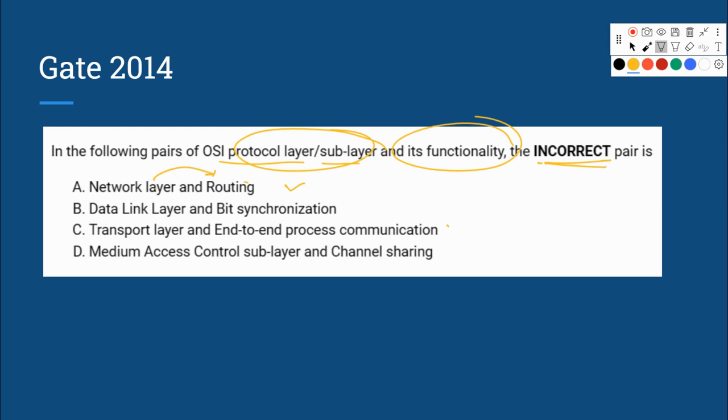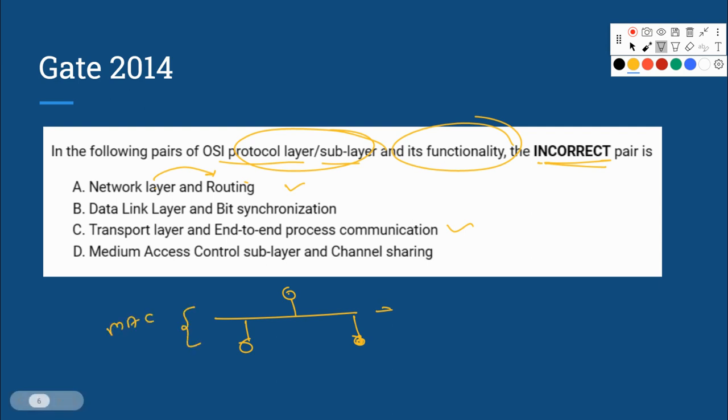The transport layer has end-to-end delivery. Yes, this is correct. Medium access control has channel sharing. It means deciding which device is going to transfer data on that particular medium. For example, this is a bus topology, and certain devices are connected here. If everyone transfers data at the same time, there will be collisions and the data will be of no use. So it is decided, I will transfer first, then after some time anyone who has data can check. If no one is transferring, they can transfer the data.